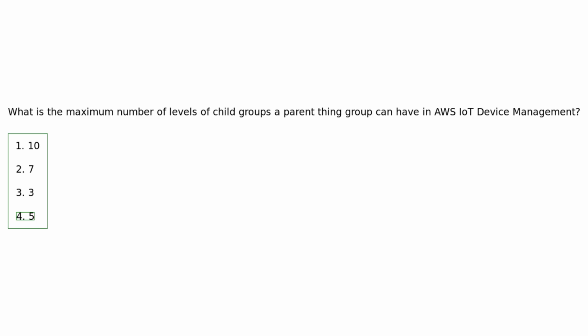In AWS IoT device management, a parent thing group can have up to 7 levels of child groups beneath it, allowing for a total depth of up to 7 levels in the group hierarchy. However, each parent group can directly have only up to 5 child groups.